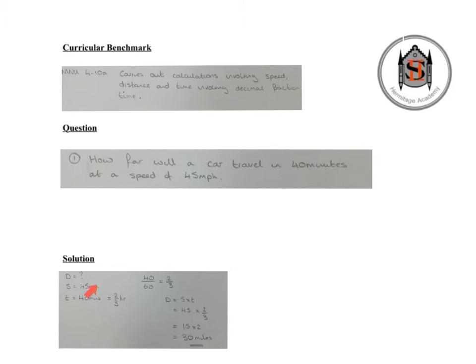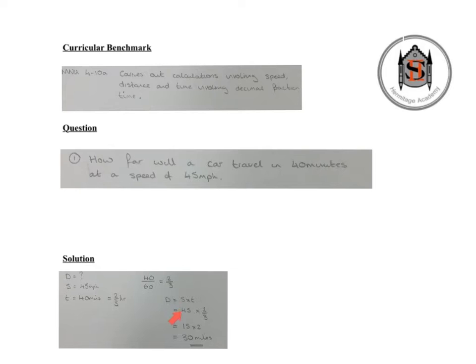We then fill in what we know, so we know it travelled at 45 miles per hour, we put this in the speed column, and we also know it travelled for 40 minutes, so we put this in the time column. We also know that 40 minutes is 2/3 of an hour, as 60 divided by 3 is 20, times 2 is 40. The equation we now use is D equals S times T.